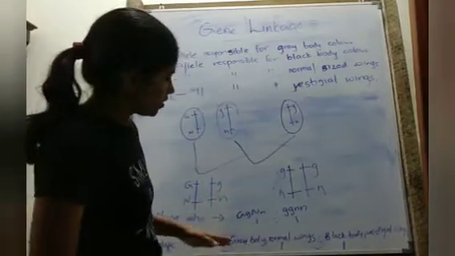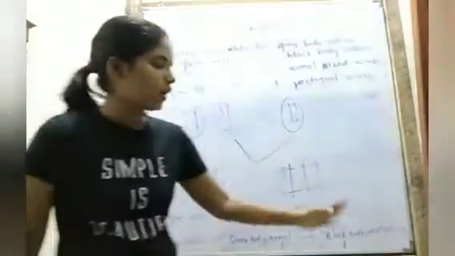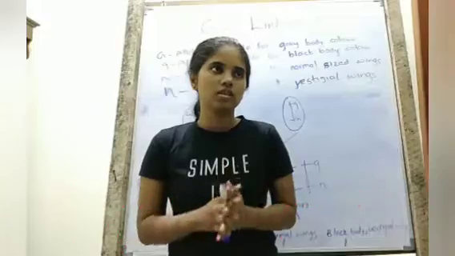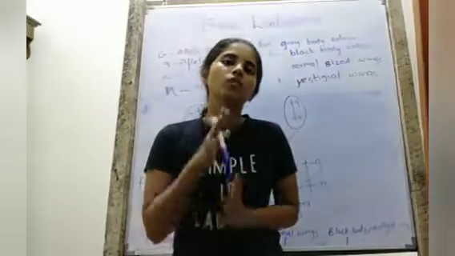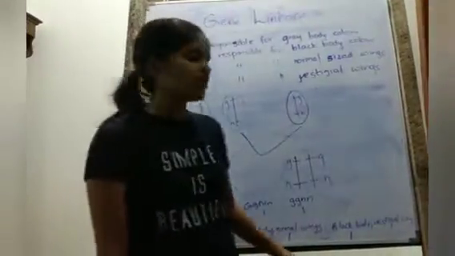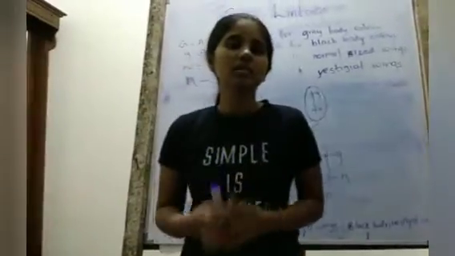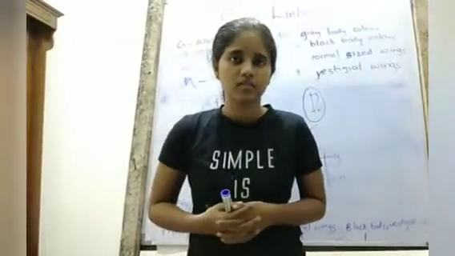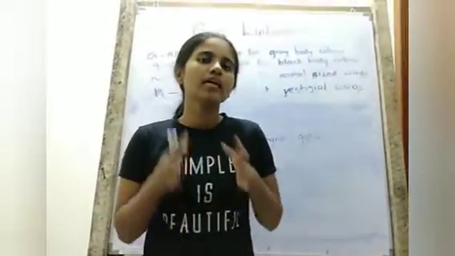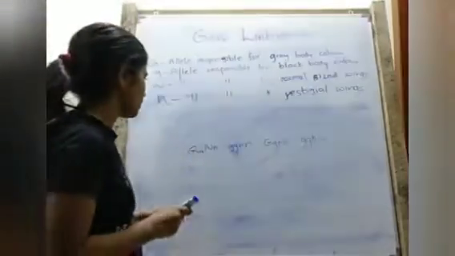So the phenotype ratio is grey body normal wings and black body vestigial wings 1 to 1. So in Mendel's dihybrid cross, the phenotypic ratio obtained was 1 to 1 to 1 to 1. So in here, the phenotypic ratio obtained is 1 to 1. So we consider this as a non-Mendelian inheritance pattern. So the important feature in genetic linkage is that the parental phenotypes are obtained in the F2 generation also.